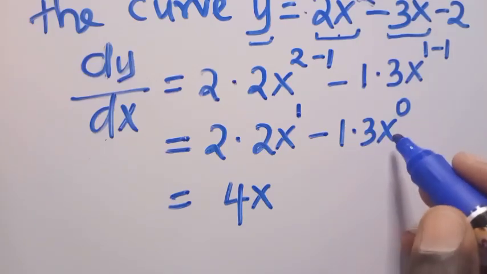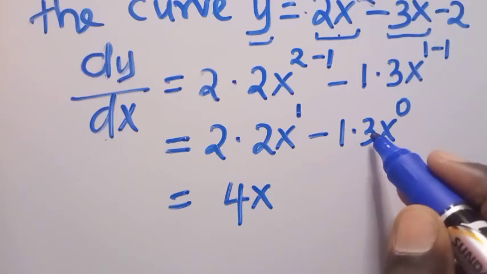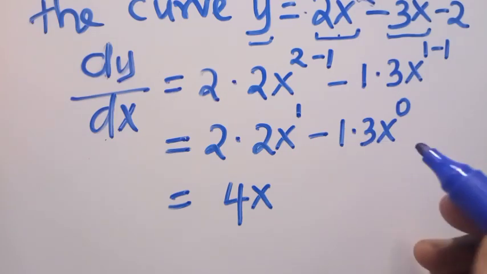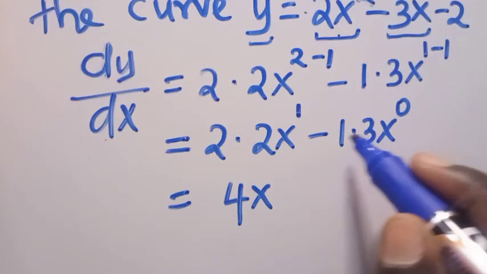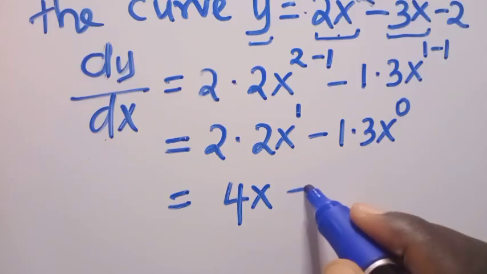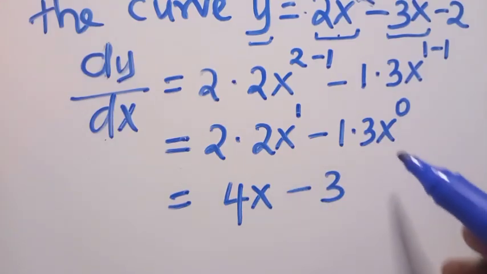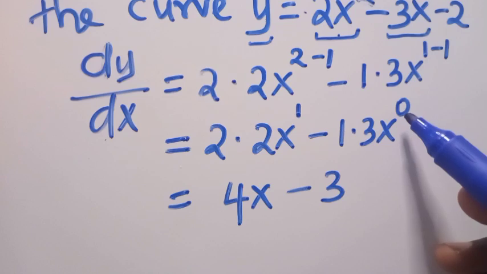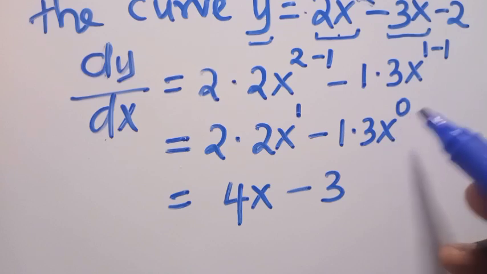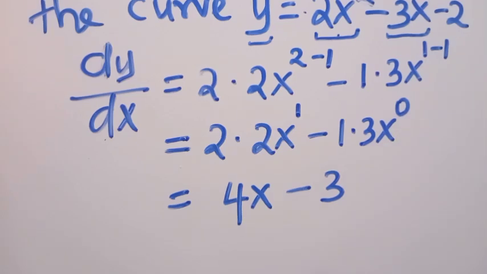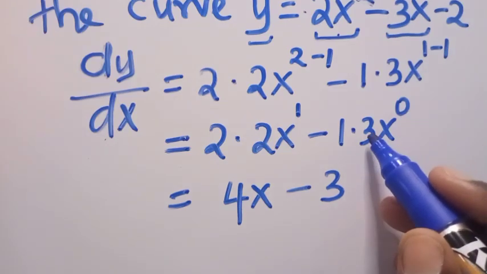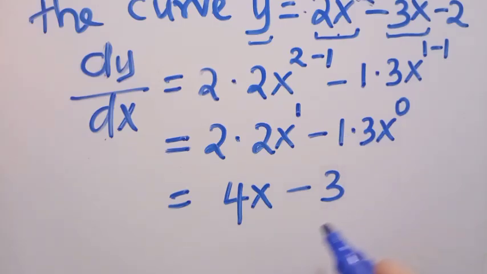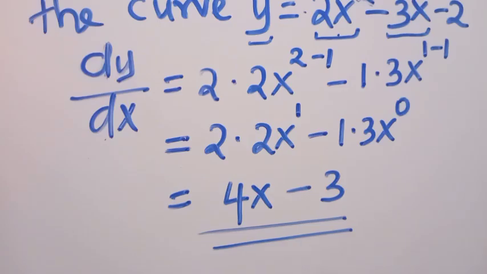x raised to 0 is 1. Then 3 times 1 is 3, so it will just be 3. Therefore, it will be minus 3. That is, x raised to 0 is always 1. Any number raised to 0 is 1, or any unknown raised to 0 is 1. Therefore, x raised to 0 is 1, times 3 is 3. And therefore, the gradient function is 4x minus 3.